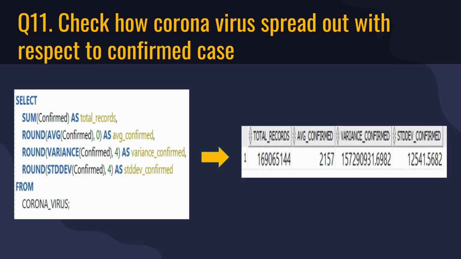We analyze the spread of confirmed cases by looking at their total, average, variance and standard deviation. These statistics give us a detailed picture of how consistently or variably the confirmed cases were reported. The output quantifies the overall distribution and variability.